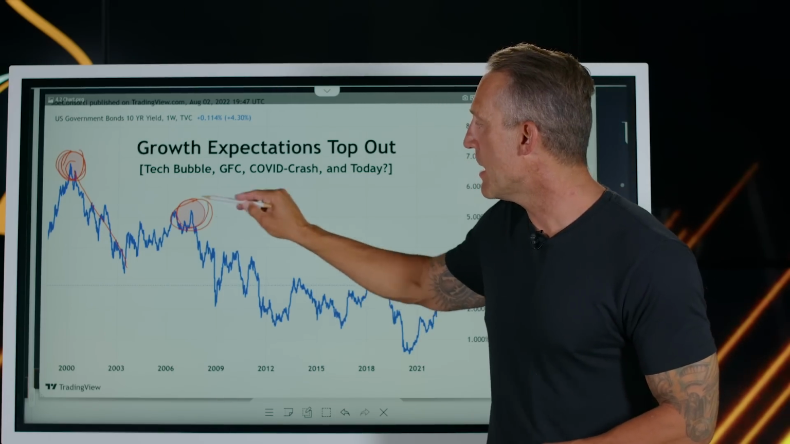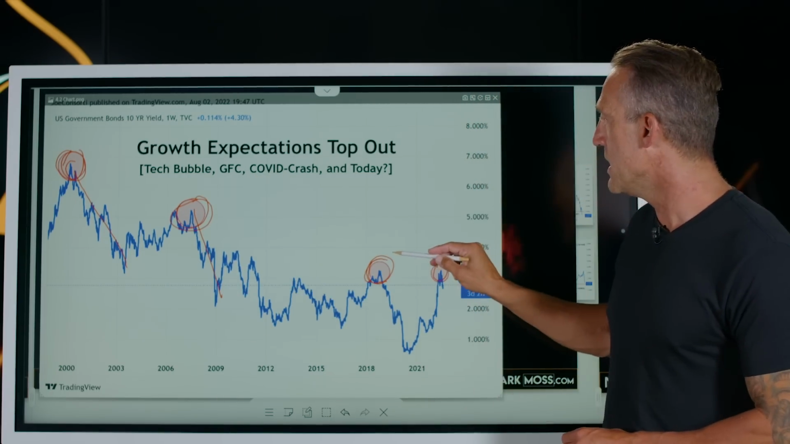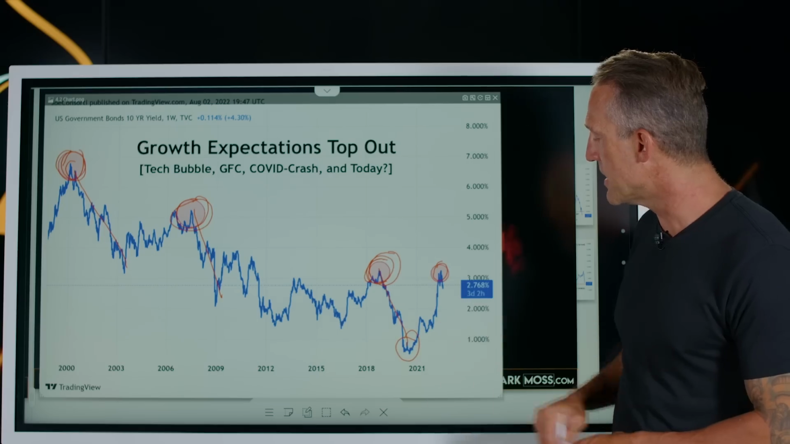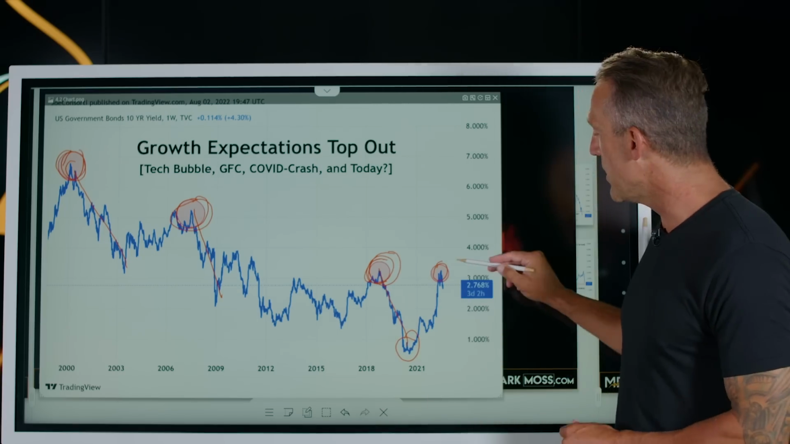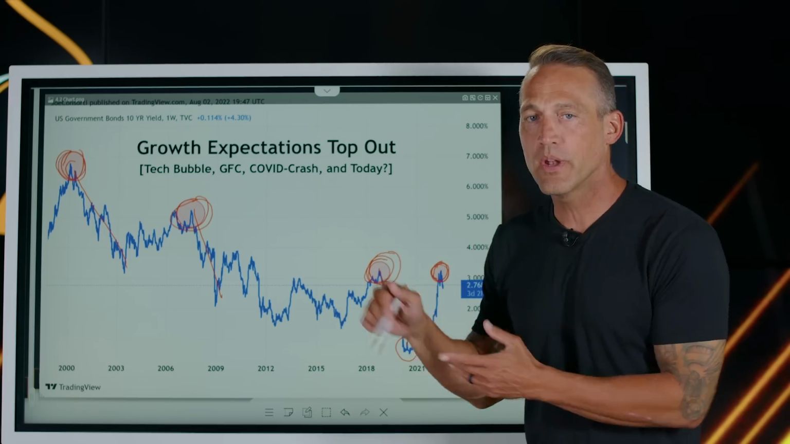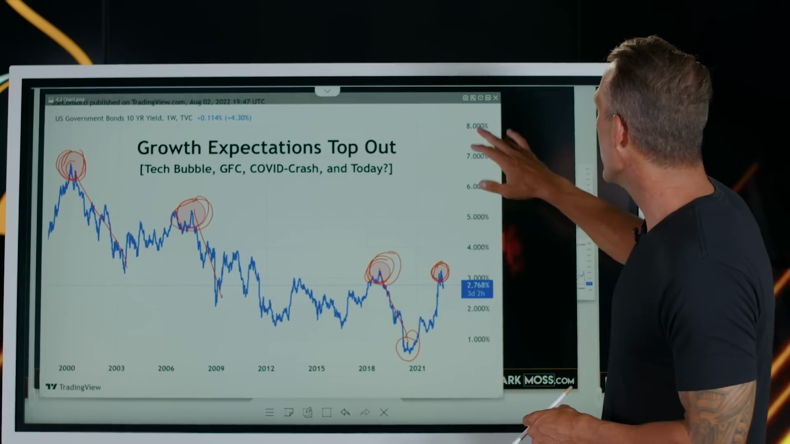That was the tech bubble. When it topped out here in 2007, we can see that we had the crash into 2008. It topped out here in 2019, and it led to the crash that we had here in 2020. And are we seeing another one? Is the 10-year showing us what to expect in the future? Of course, these are viewing things out into the future.